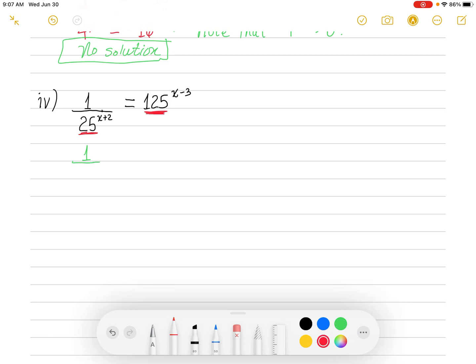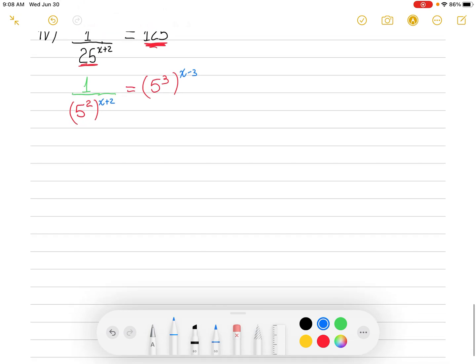So I'm going to focus on this base 125 and this base 25. I'm going to ask, do they have a common exponential base? Yes, they both can be written in terms of 5 to a power. 25 is 5 squared, and that's going to be raised to the x plus 2 down on bottom. And then the 125 can be written as 5 to the 3rd power. That has an exponent of x minus 3.